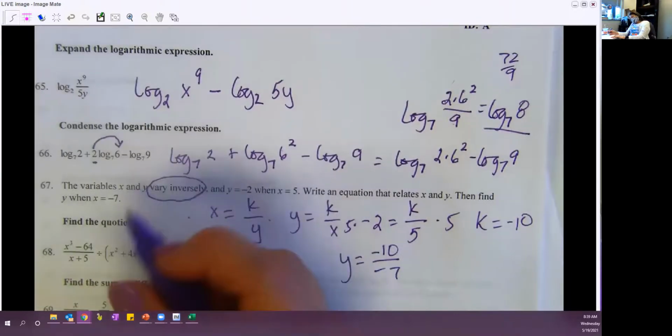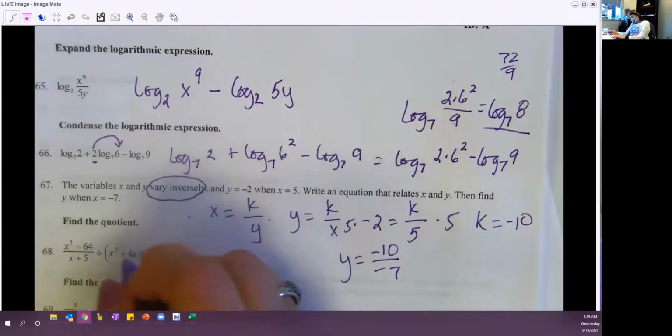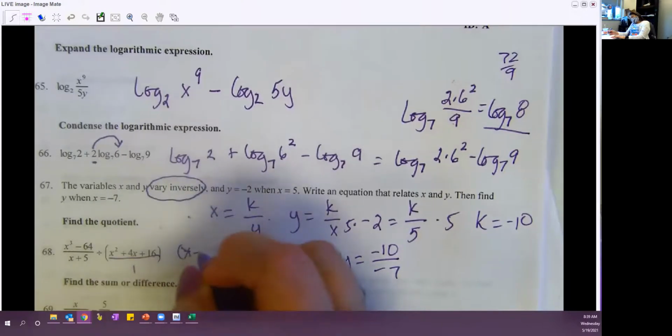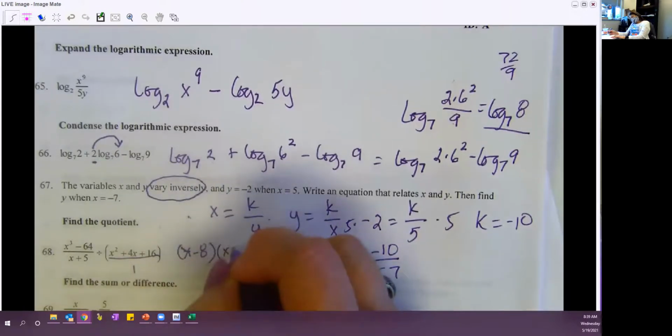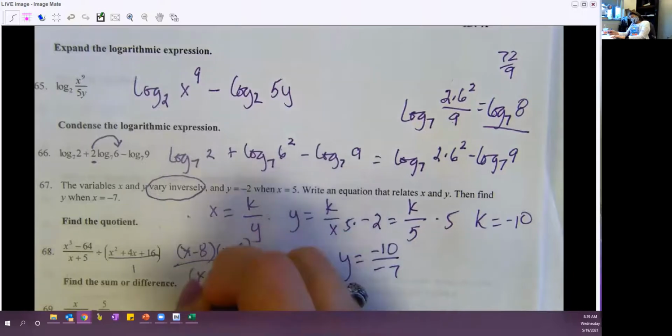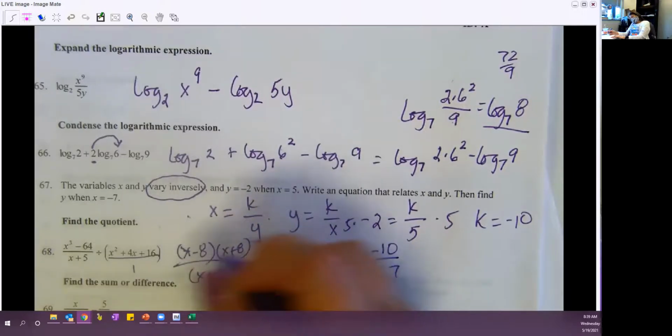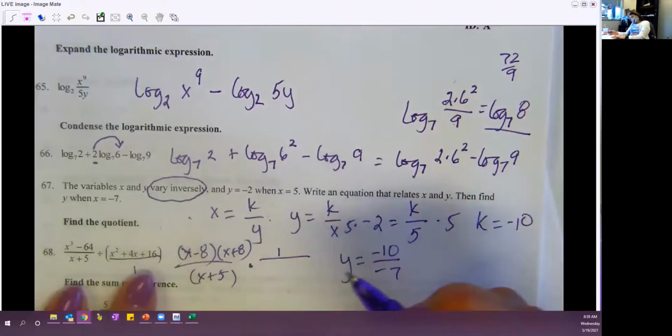Okay, find the quotient for these. Remember that you have to factor everything, and because this is division, you're going to flip over. So you have x minus 8, x plus 8 over x plus 5. And we're going to multiply by the reciprocal, so we have 1 here. Factoring.